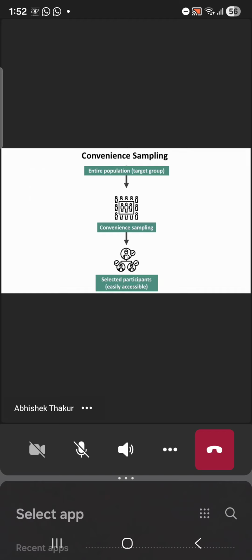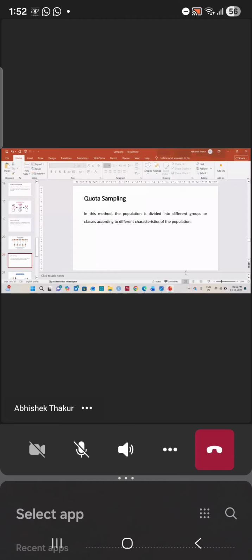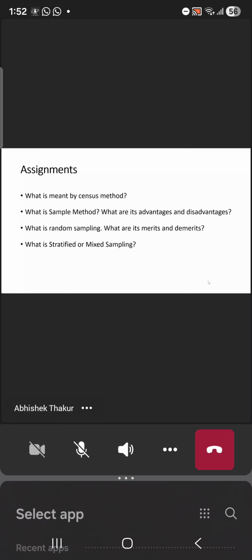Sir, can you please explain the assignment again? There are some questions: what is the meaning of the census method, sampling methods and their advantages and disadvantages, why we conduct sampling, and random sampling, its merits and demerits, and stratified sampling. So these are the questions.